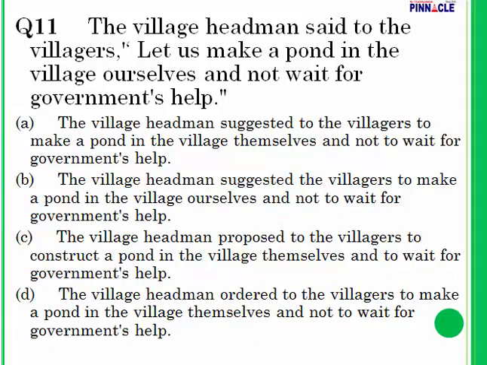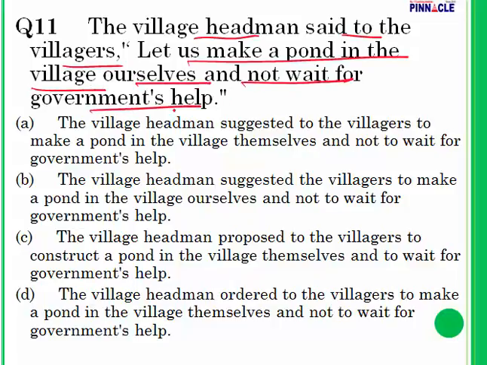Question number 11. The village headman said to the villagers, "Let us make a pond in the village ourselves and not wait for government's help." Question number 11. Now let us take a look. First one. The village headman suggested to the villagers to make a pond in the village themselves and not to wait for government's help. This could be a possibility.